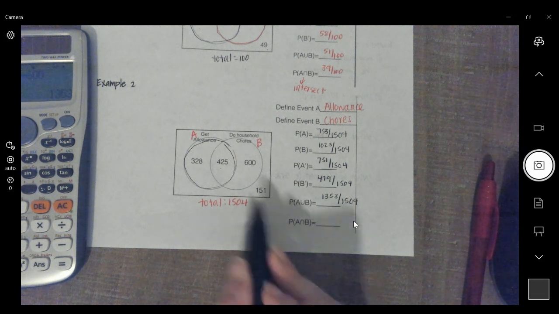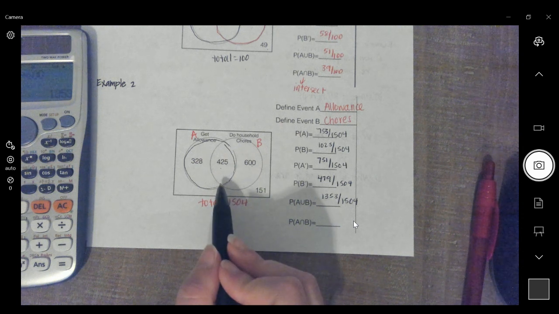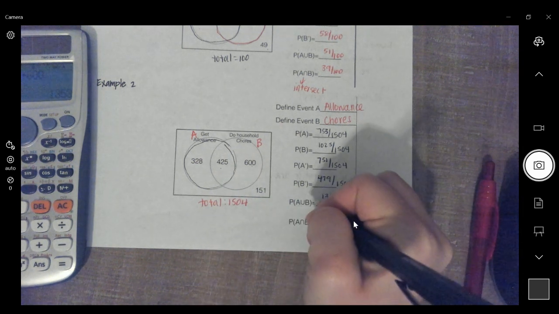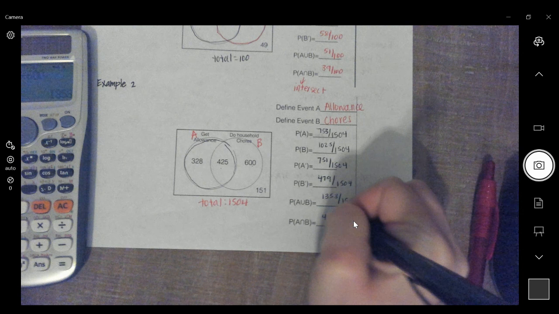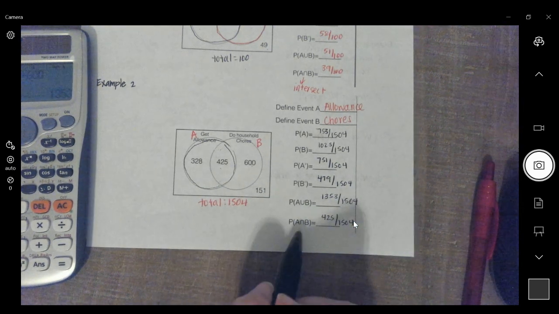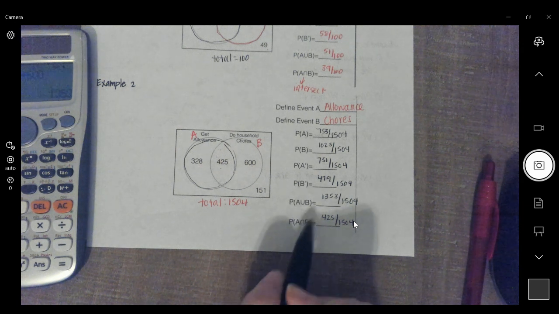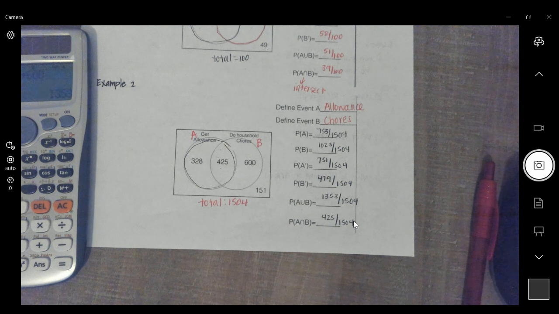Okay, and then the last one is intersection, the one that looks like an N. So where do they cross or where do they have in common? And that's the 425 out of 1504. So that's this part right here. Okay, so these symbols are the same ones at the top if you need to go back and look at that so you know which sections to add together. Okay, so hopefully that helps. If y'all would do your practice, then they should be pretty similar to the examples on here.